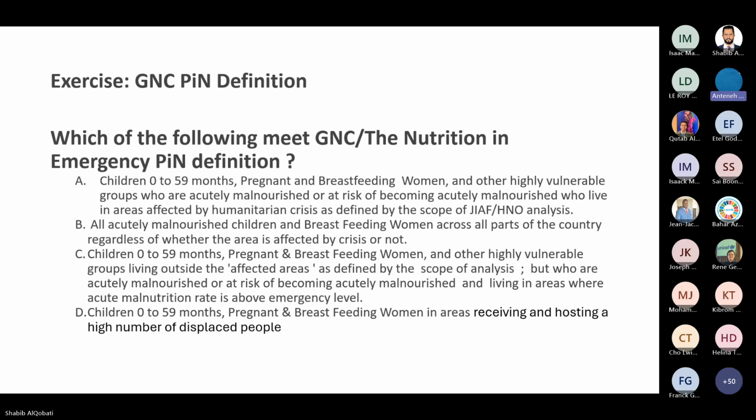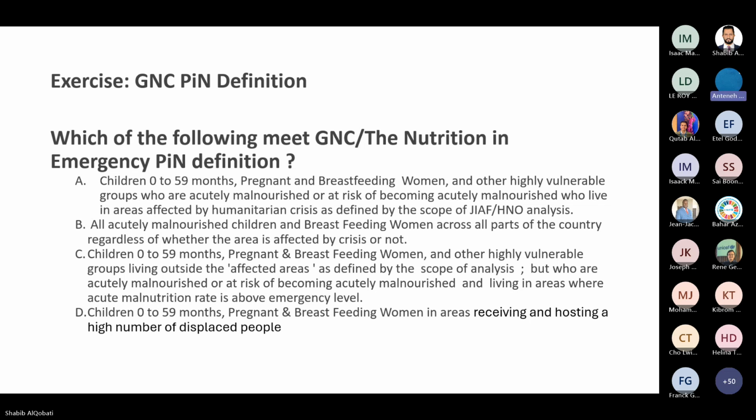D, children under 5, pregnant and breastfeeding women in areas receiving and hosting high number of displaced people. So I see a response at the chat box: all applied, A to D, ACD, AC and D, AC and D, CD, ACD.